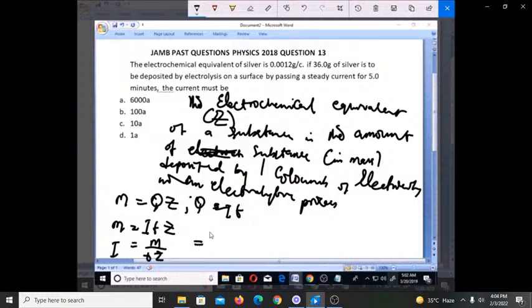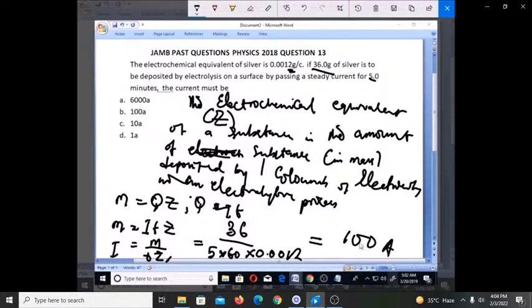So that is what we are going to be doing to calculate the current. The current is equal to mass, which is 36 gram, 36 all over T. T is the time. We have T here as 5 minutes. We need to convert it to seconds, so it's going to be 5 times 60, times Z, which is the electrochemical equivalent, 0.0012. If we press our calculator to solve down, we are going to find out that we have 100 amperes.